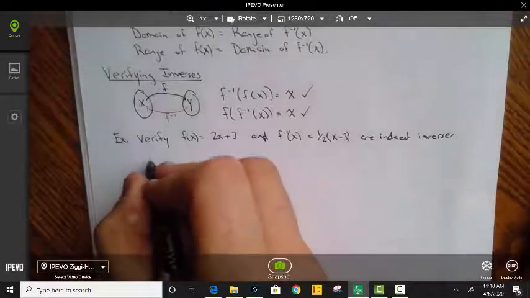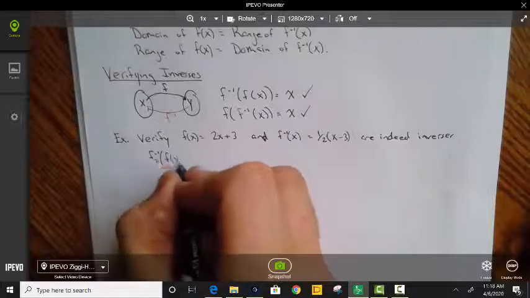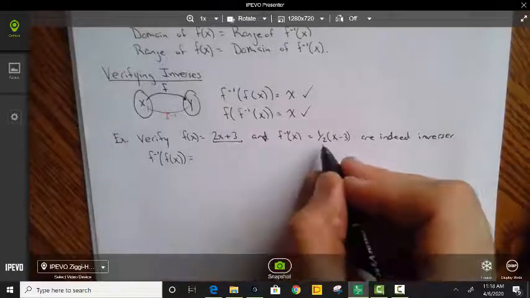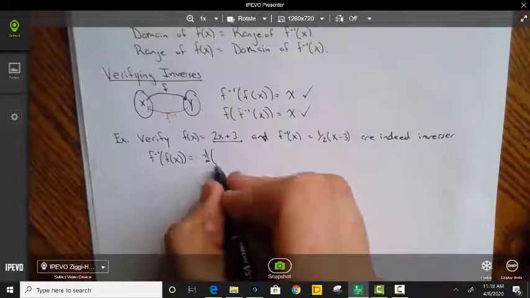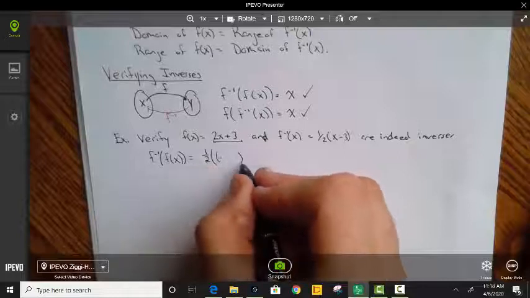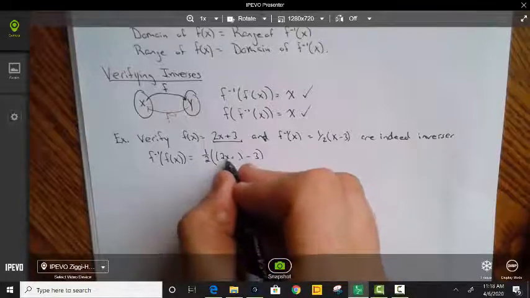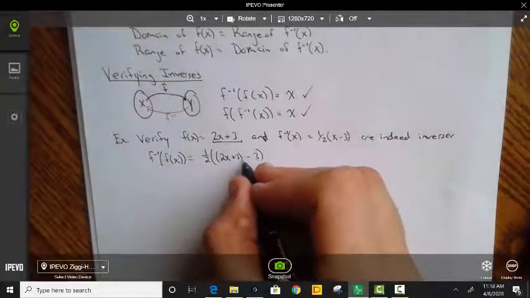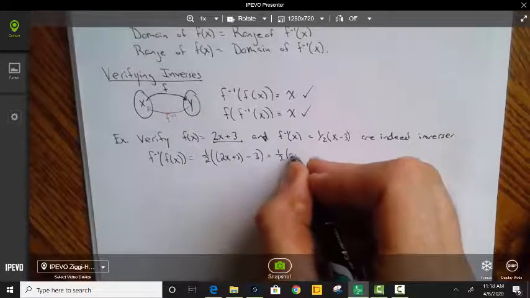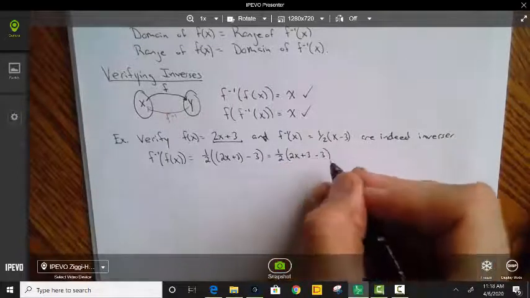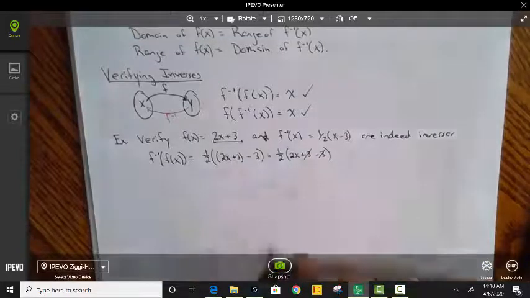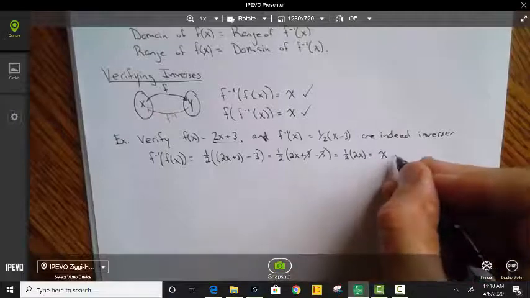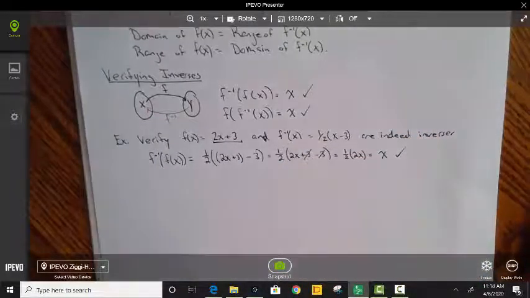So what we're going to do first is we're going to do f inverse of f of x, which just means we're going to plug the function 2x plus 3 into the inverse function. So 1/2 parentheses x minus 3, and where the x was, we're going to put 2x plus 3. Now, since we just have a subtraction in here, the parentheses is not needed. And then we see that the plus 3 and the minus 3 will cancel, leaving us with half times 2x. And half times 2x does indeed give us x, so that checks.